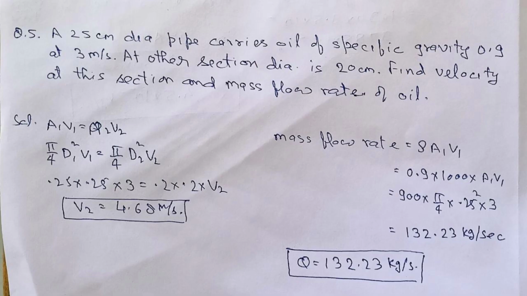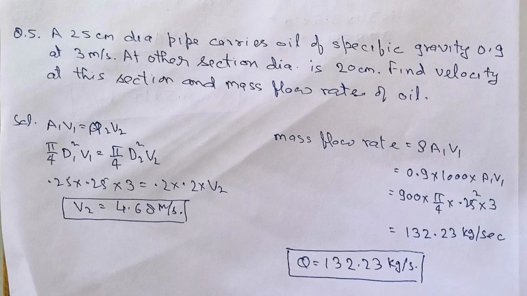Now let's see the last question. A 25 centimeter diameter pipe carries oil of specific gravity 0.9 at 3 meter per second. At another section diameter is 20 centimeter. Find the velocity at this section and mass flow rate of oil.